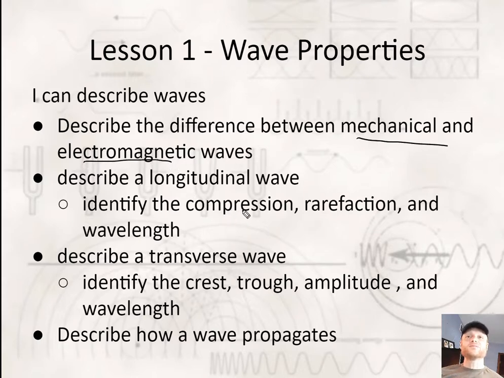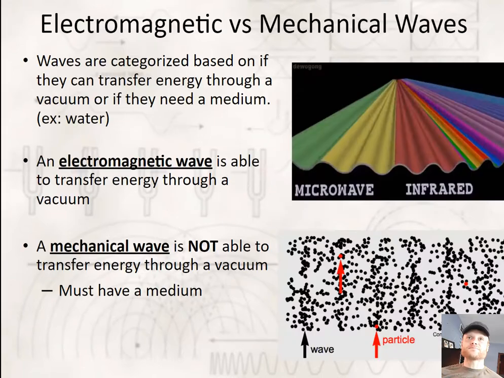We're also going to talk about two different types of waves. One is called a longitudinal wave, and we're going to learn about the different parts within a longitudinal wave. The other wave is a transverse wave, and we also are going to learn about the different parts of a transverse wave. And then finally, we're going to discuss how waves actually propagate or move through space. So it's quite an exciting day. Let's get right to the discussion.